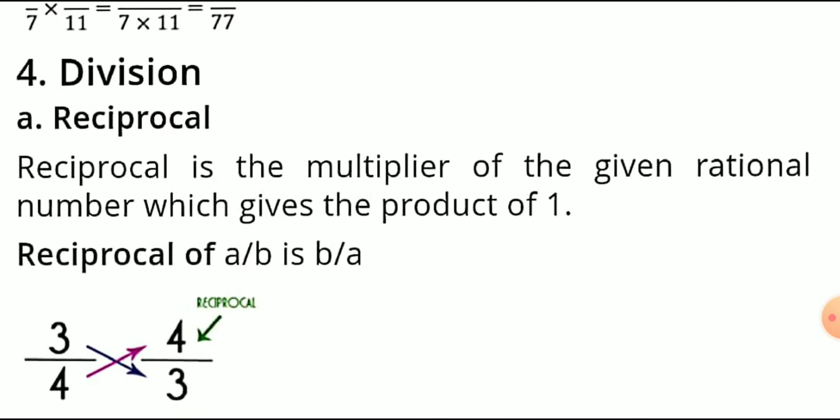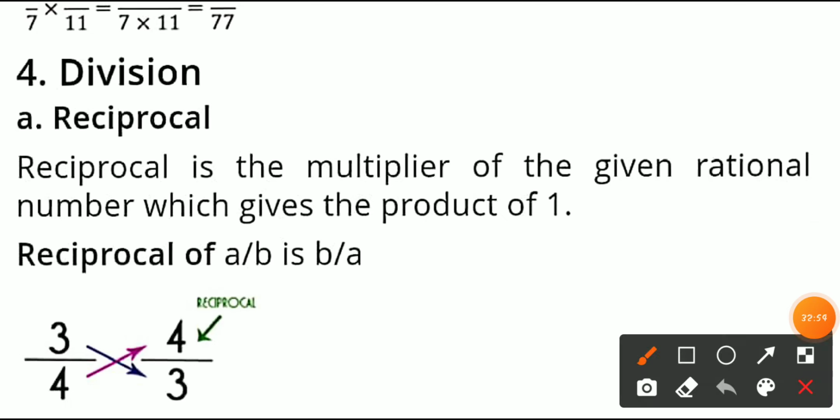Division. For division, we will study the reciprocal. What is the reciprocal? You have already studied reciprocal in the fraction chapter. In the reciprocal, we change the numerator into the denominator and the denominator into the numerator. So the reciprocal is a multiplier of the given rational number which gives the product of 1. So the reciprocal of a upon b is b upon a. Like here, 3 upon 4 will be written as 4 upon 3 in its reciprocal form.